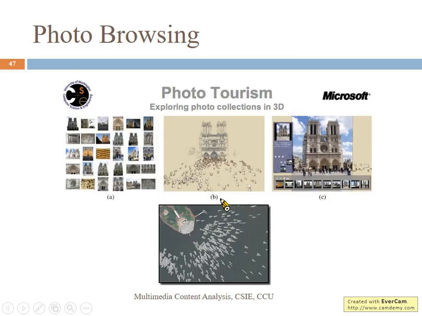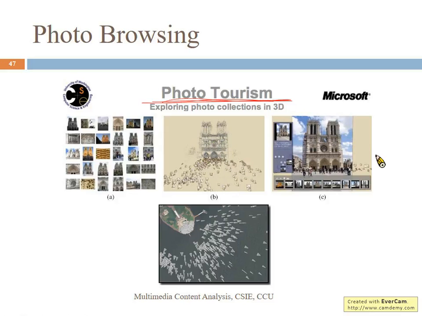And also there is a very impressive application called Photo Tourism. You can just Google this term to find a demo video that is very impressive. For example, given a lot of images captured around the area of Notre Dame in Paris, they can automatically estimate the correspondence between different images and then construct a 3D model of Notre Dame.